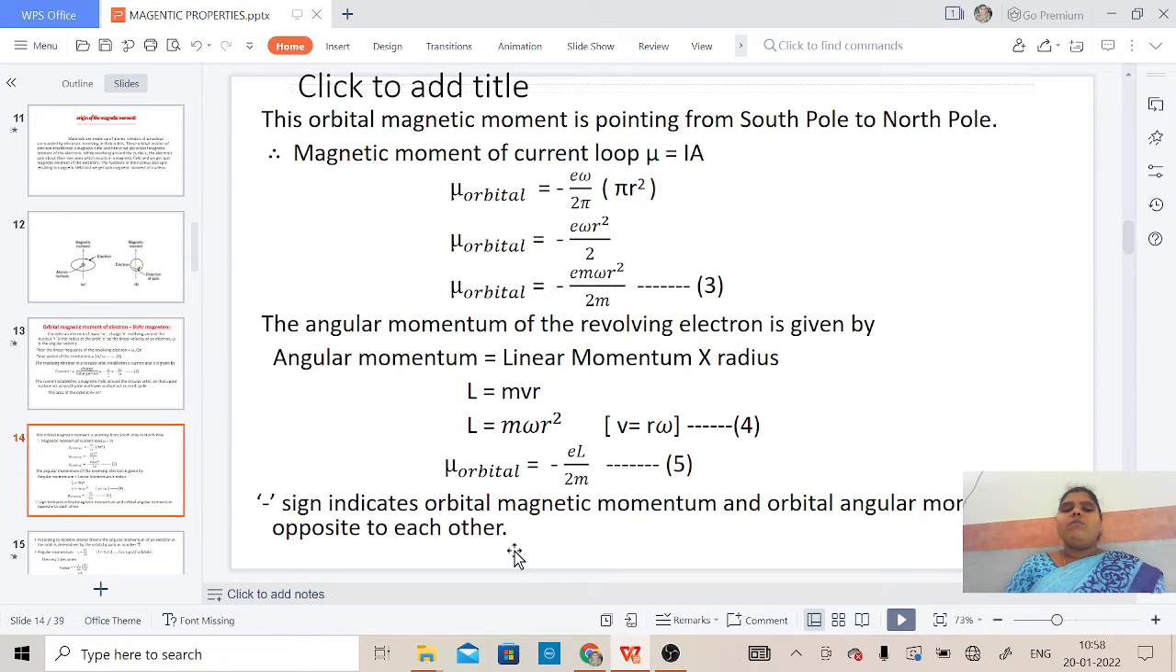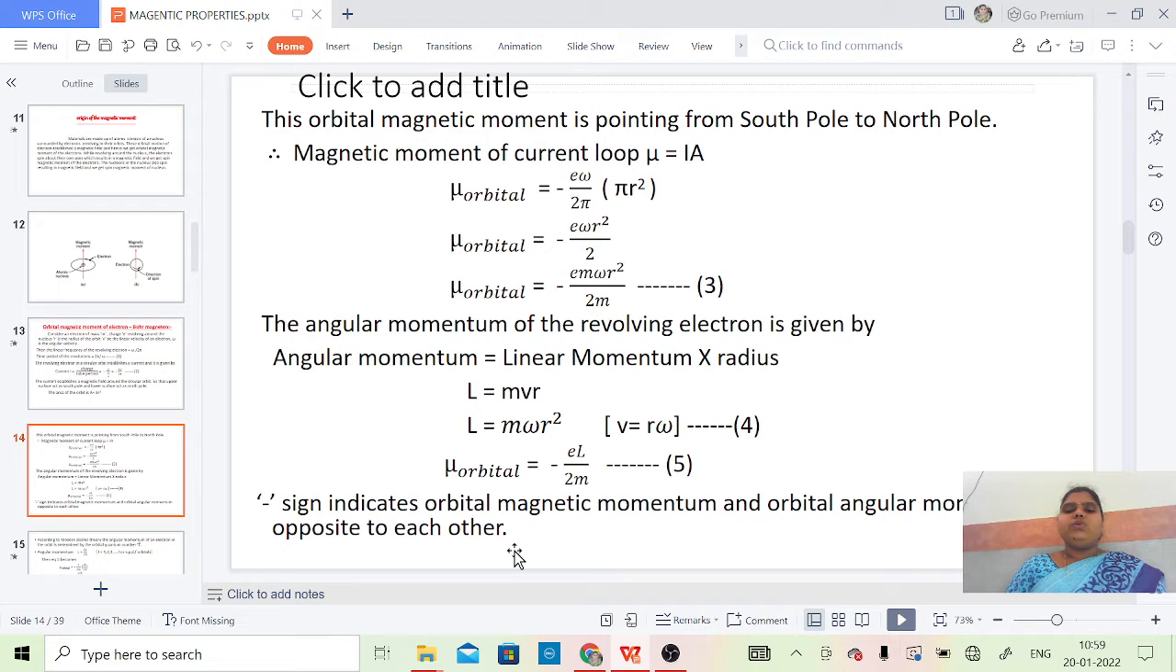angular momentum equals linear momentum into radius. So linear momentum, that is, L equals mvr. Now L equals mvr, we can write it as mωr², since v equals rω. Okay, now μ orbital equals minus eL, because mωr² can be written as L. Now according to the third equation, μ orbital equals minus eL by 2m.